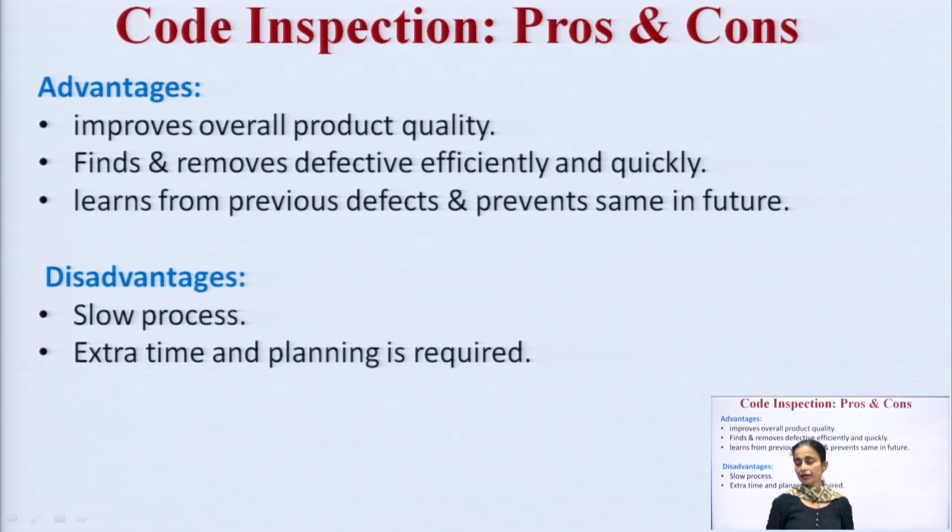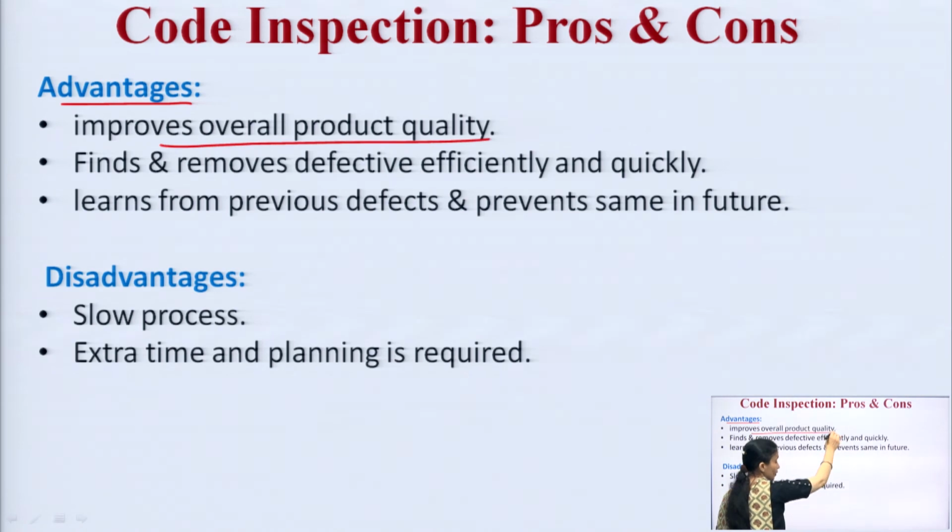Then coming to the code inspection pros and cons. The first and foremost advantage of doing this code inspection is that it improves the overall product quality. The quality of the entire software product is improved here. Then it finds and removes defects efficiently and very quickly, meaning all the defects are found and corrected in a very quick and efficient manner. Then we learn from the previous defects and they are prevented in the future.